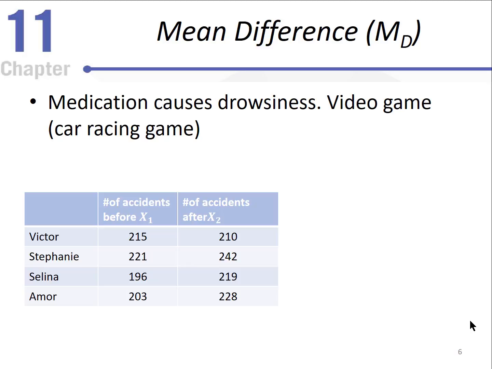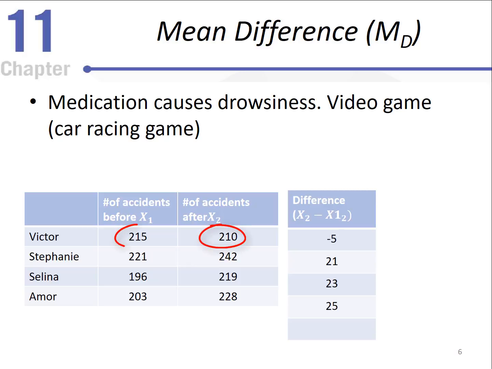What we want to know is the mean difference, which is the difference between before and after. So we just get the difference. We minus the after score from the before score. So here, 210 minus 215 is minus 5. So that's the person that actually had less accidents after they took the medication. For everybody else, we can see there was an increase.